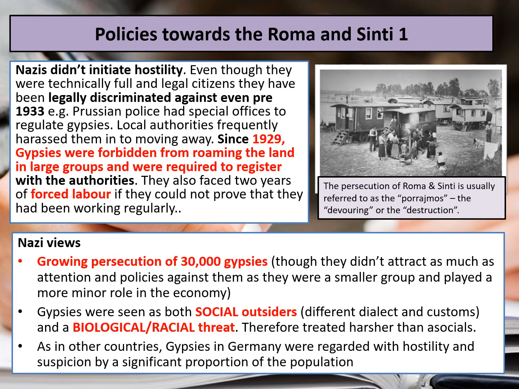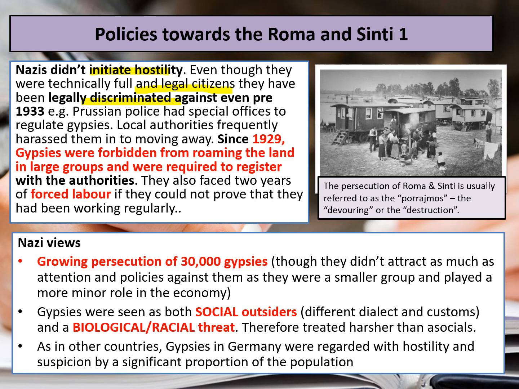The final group that we're going to be looking at is the policies towards the Roma and Sinti. Now, first of all, a lot of these communities had been in Germany for a long time, and the Nazis didn't actually initiate the hostility towards them. Technically, since 1871, people that were Roma and Sinti were full and legal citizens of Germany. However, they had been legally discriminated against even before the Nazis came to power.